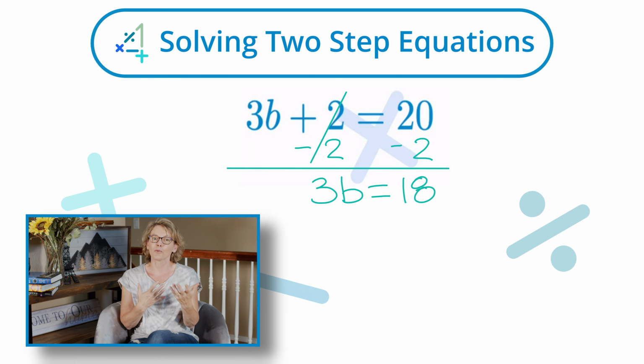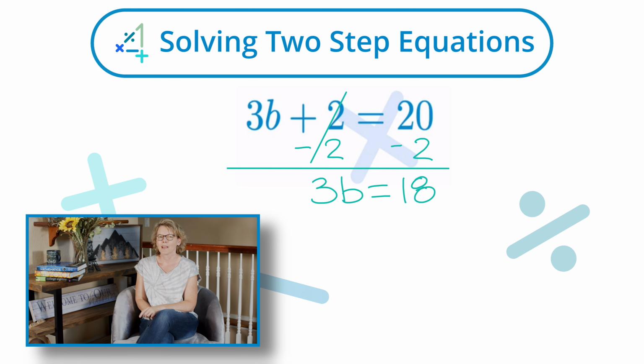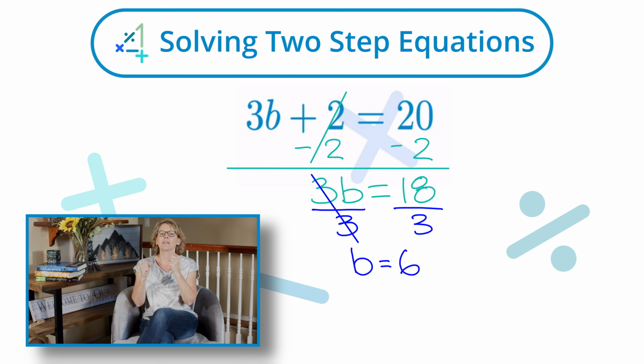Yippee! 3b equals 18. Now, to take care of the 3, it's getting multiplied to the b, so we will divide to get rid of it. I show division with a fraction bar here. 3b over 3. Other side, 18 over 3. Slash 3 over 3 in front of the b, because 3 divided by 3 equals 1. And then do 18 divided by 3, which equals 6. For a final answer of 1b equals 6, but we just write b equals 6.